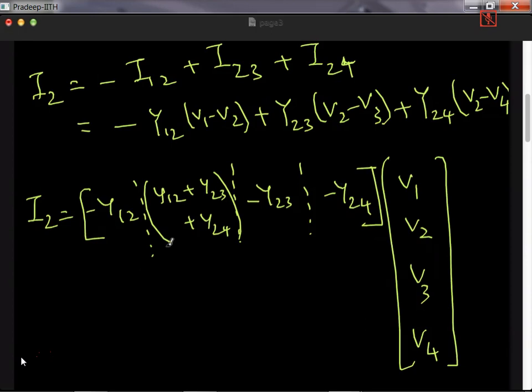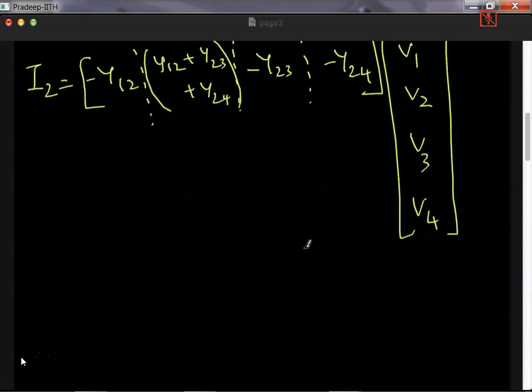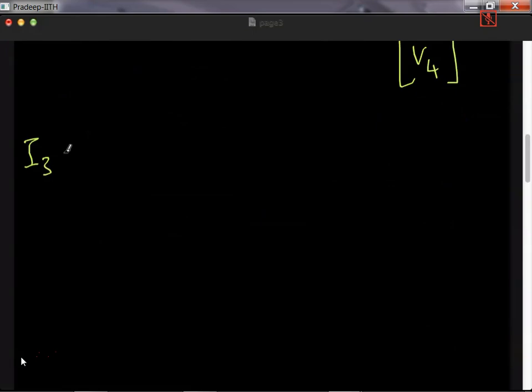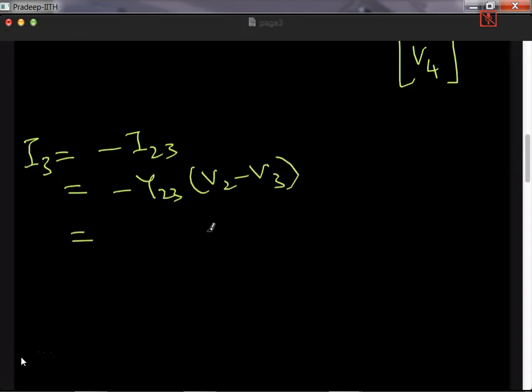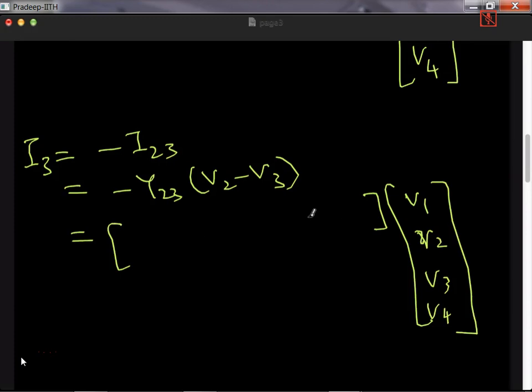So like this, I can write for I3, I can write for I4. So let's do it. What is I3? If I refer to my previous, I3 is minus I23. So very simple. That is nothing but minus Y23 into (V2 minus V3). That is nothing but V1, V2, V3, V4. And this one will be: V1 is not there, so 0. V4 is not there, so 0. And for V2, it is Y23 with a minus sign.